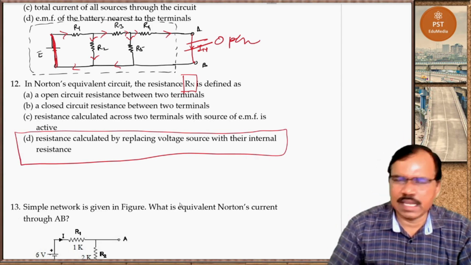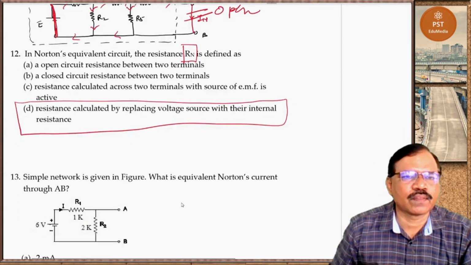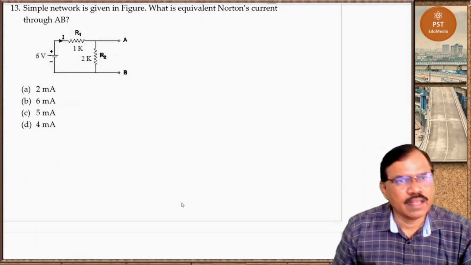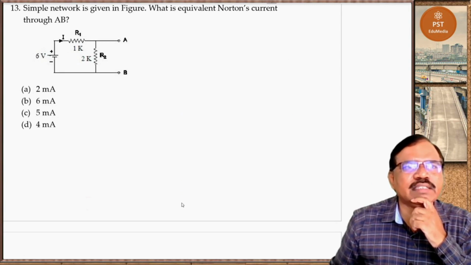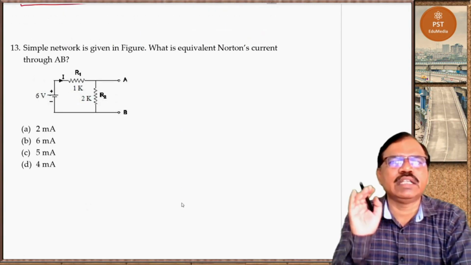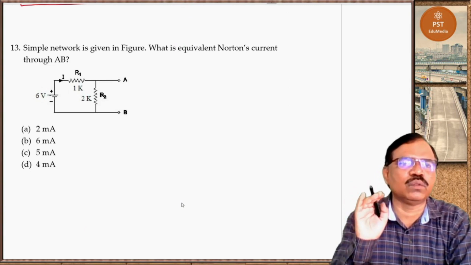So this last one is correct. Now next one: a simple network is given in the figure. What is the equivalent Norton's current through AB?